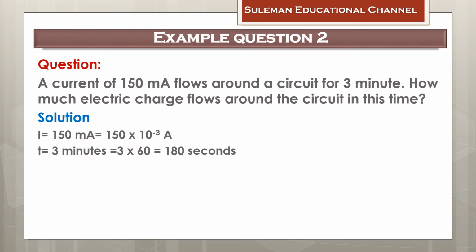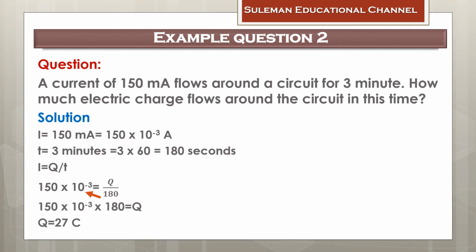The next step is the formula I is equal to Q divided by T. Substitute the values. 150 into 10 to the power minus 3 is equal to Q, which is unknown, divided by 180. By cross multiplication, the step would be 150 into 10 to the power minus 3 into 180 is equal to Q. Using the calculator, we get the charge equal to 27 coulombs. Coulomb is the unit of charge.